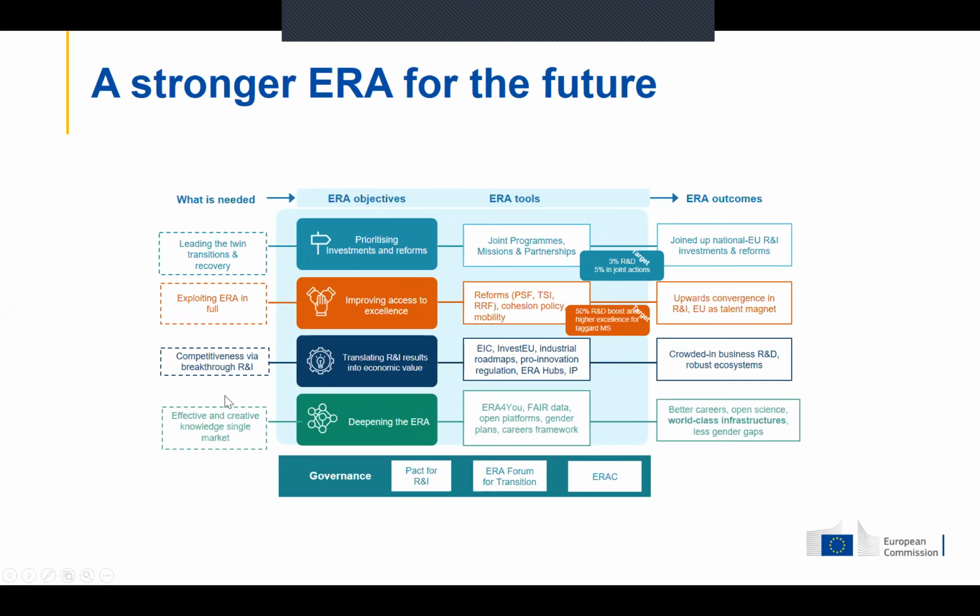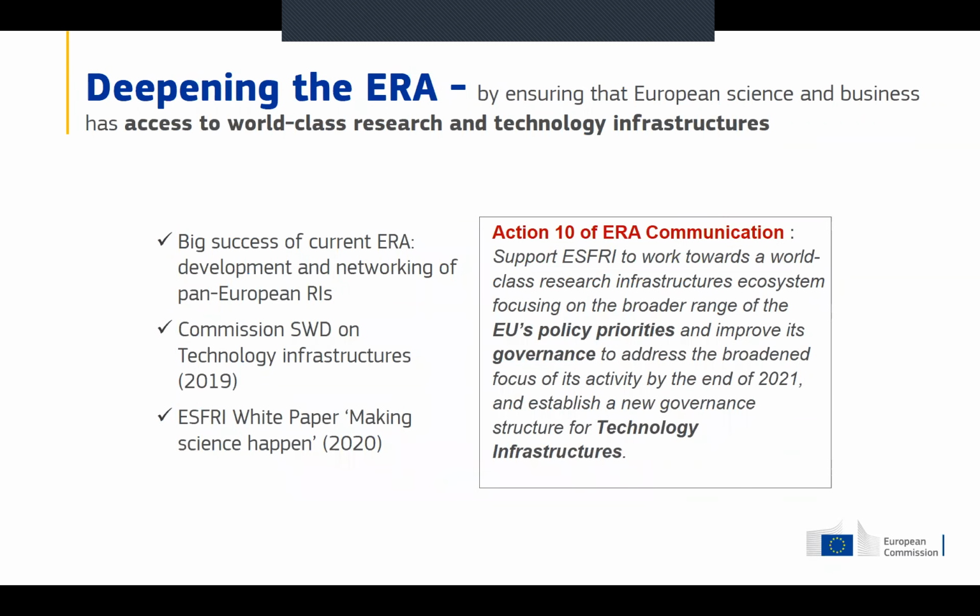I'm not going to present this complex slide with tools and expected outcomes, but I will focus on the fourth priority, which is deepening the ERA, because it is where research infrastructure can play an important role. And actually, under objective four, there is a specific action which calls the research infrastructures to play a key role, not only in relation to improving the European research infrastructure ecosystems, but also to steer and contribute to the transition to a greener economy, to a digital era, and also to address major concerns in relation to public health.